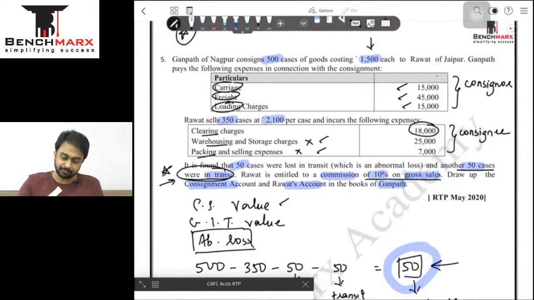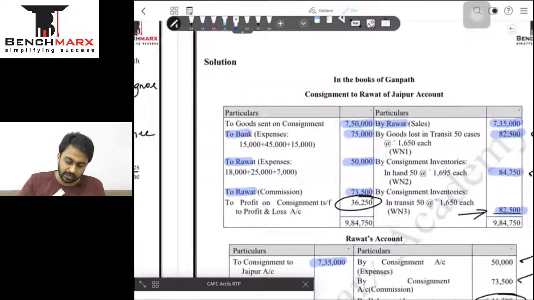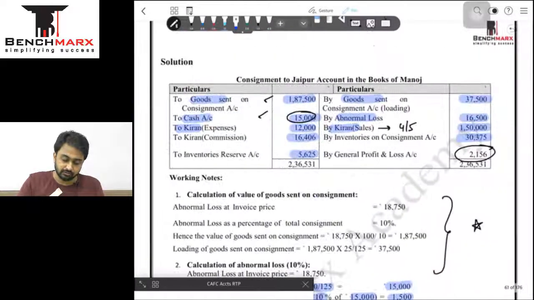Okay, this completes question 5 of the RTP for May 20 of consignment, and that is the end of all questions of RTP in consignment. So in the next session we will start with some other chapter. Consignment chapter is done. Alright, see you guys in the next session where I'll take up some other chapter for revision and for RTP questions videos.